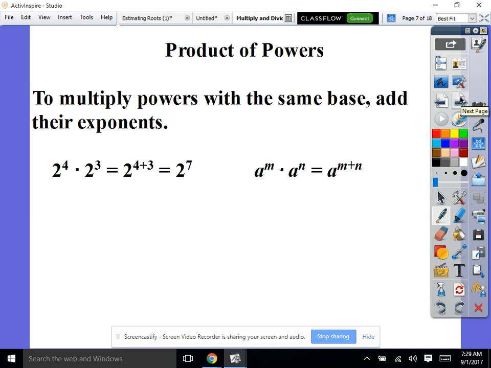Your rule for product of powers: to multiply powers with the same base, you add their exponents. So 2 to the 4th times 2 to the 3rd is equal to 2 to the 4 plus 3, which equals 2 to the 7th. In algebraic terms, a to the m times a to the n equals a to the m plus n. So all you do is keep the base and add the exponents.